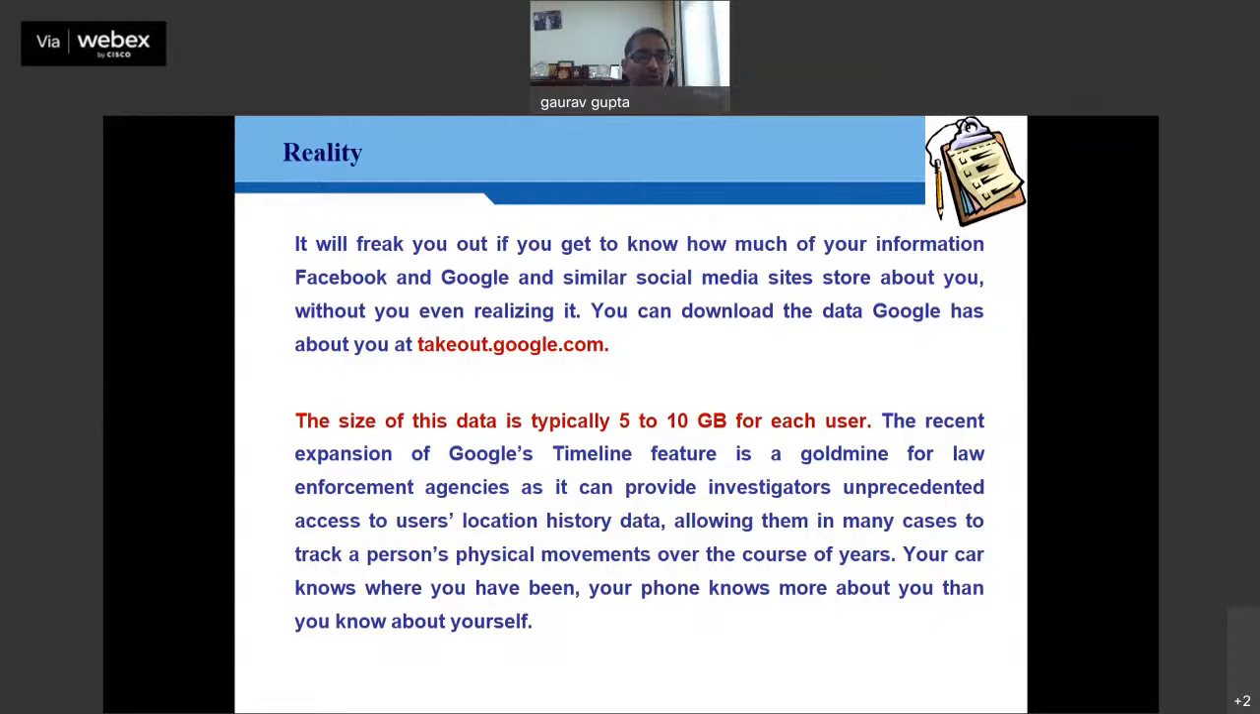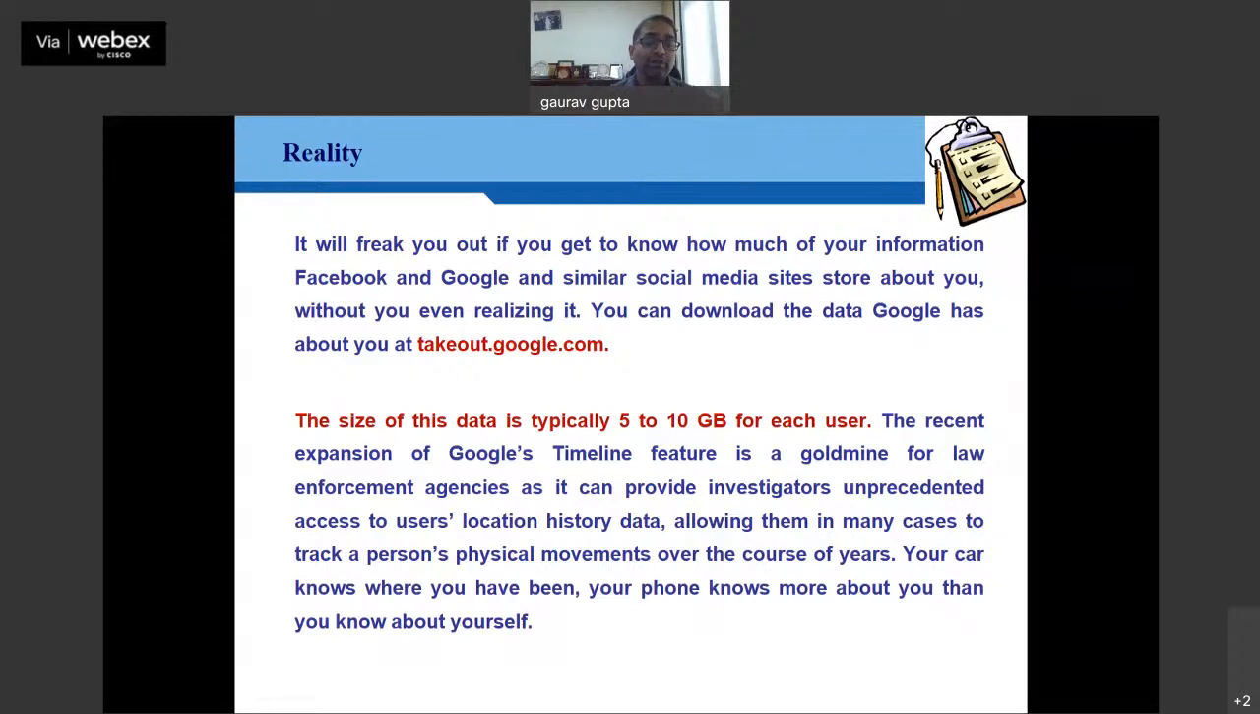So a piece of advice, what should you do? You should go to takeout.google.com, request your own data, download it offline, and delete it from there. Why should you delete? The reason is, if someone else gets into your account, he cannot misuse this data. Make it a practice that every 1 month, 2 months, 3 months, you download this data about you and delete it. The same is available on Facebook, LinkedIn.